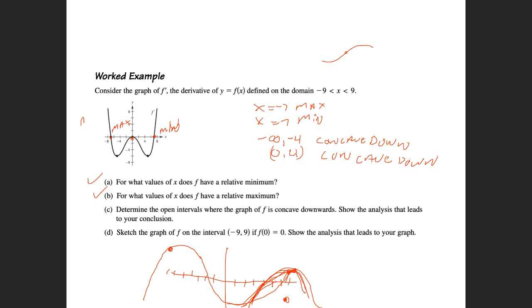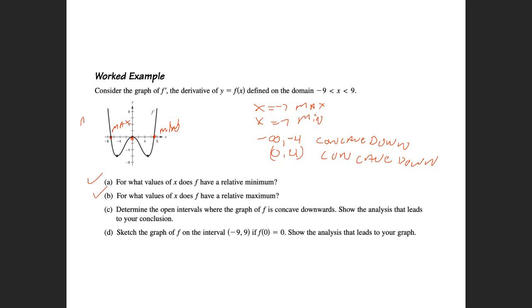Now, when you have a graph, you can put the max and mins anywhere you want, okay? I don't care, your graph could look totally different than this, okay? Let me get rid of this. The only thing you really have to be careful with, and the only thing I would look for, is the concavity and all the max and mins and all that kind of stuff.